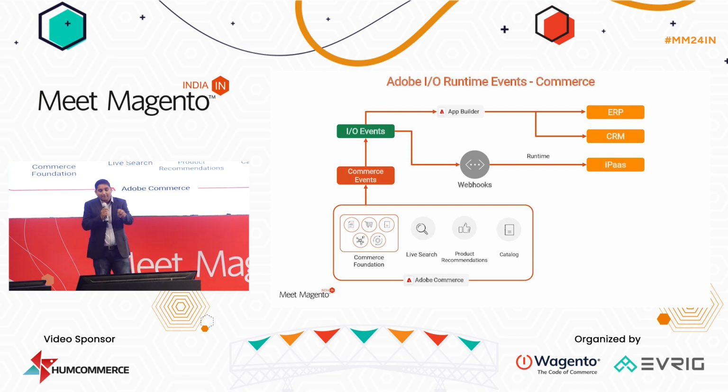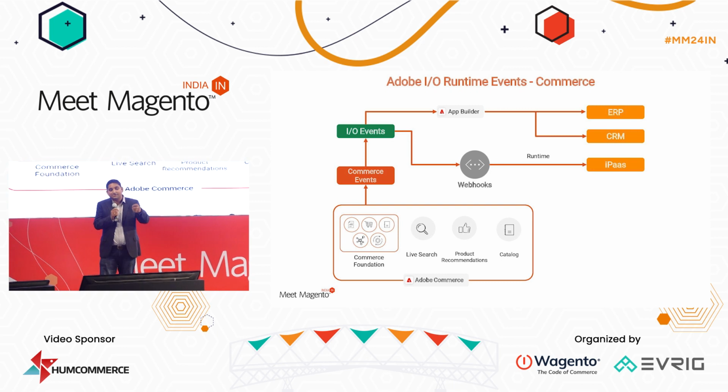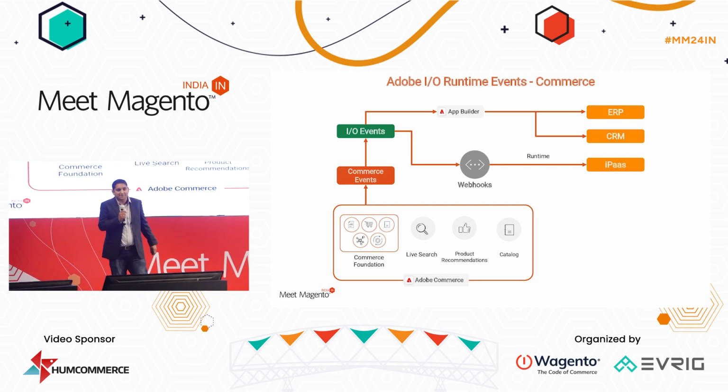So here we have a complete component wherein you have created the apps through App Builder. Your I/O Events is fetching the data from commerce and then sending the data to your ERP and CRM systems as well. And we have webhooks as well, so by using webhooks you can integrate with iPaaS systems too.